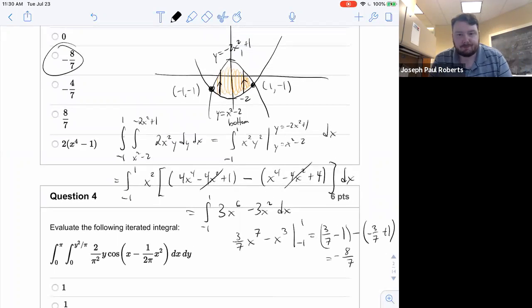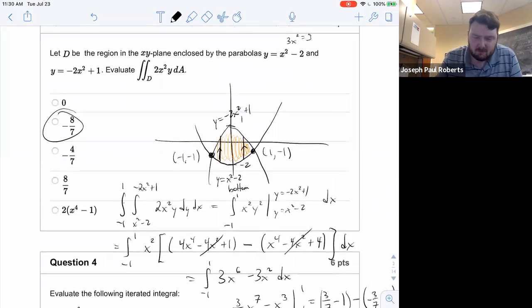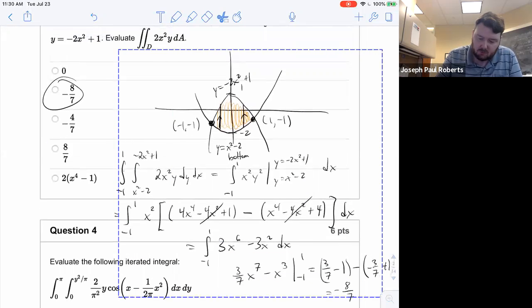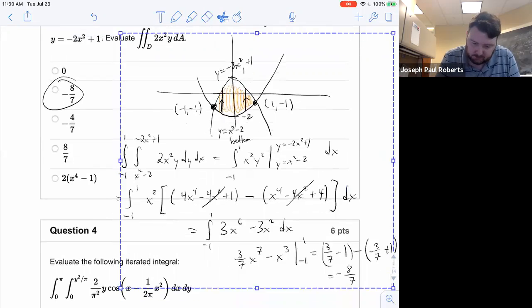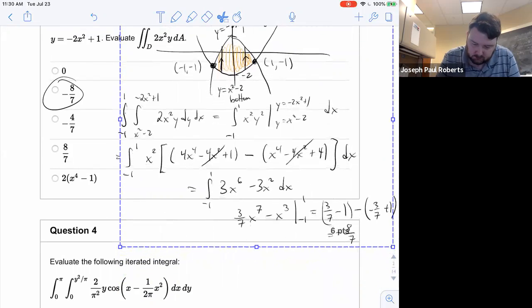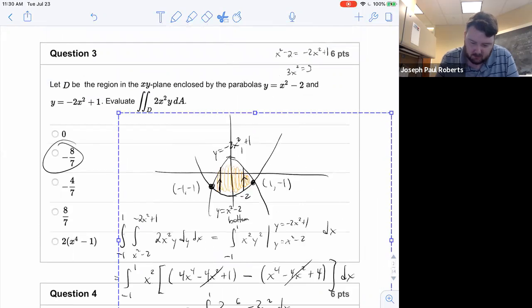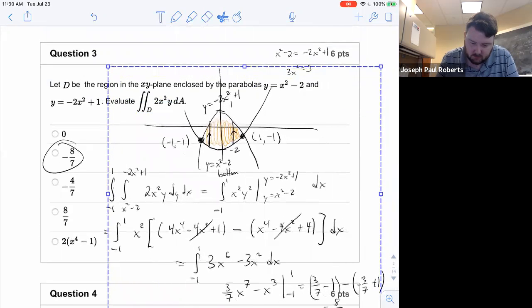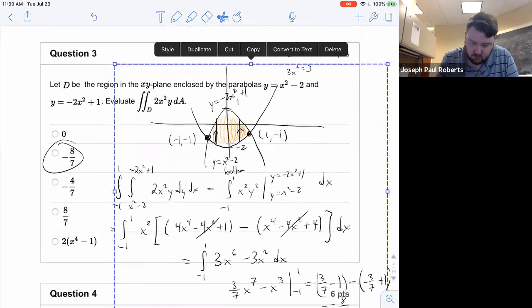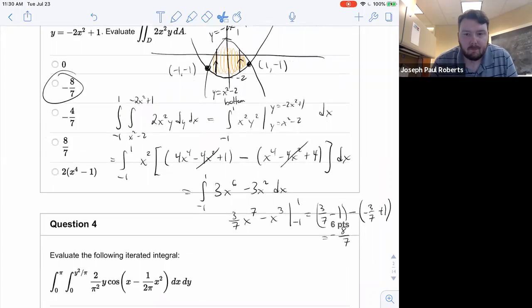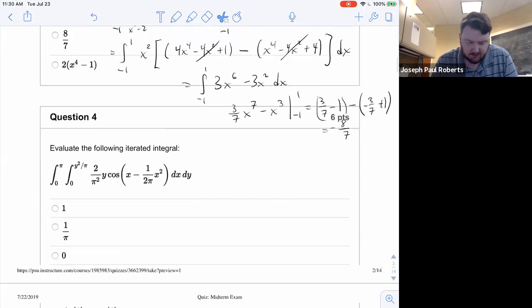There we go. So let me see here. I might move this all up a little bit. I'm encroaching on the next problem. Maybe not all that. Okay, that's fine. All right, and let's look at this next one.